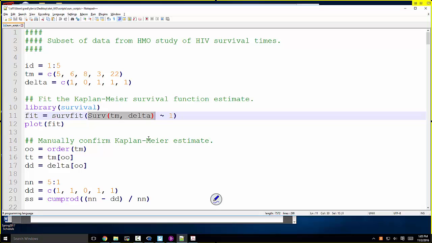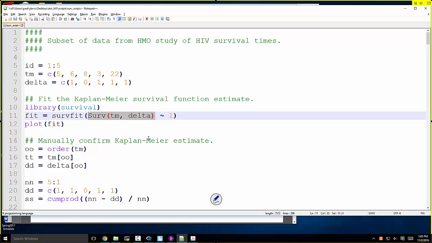The survival package expects us to bundle our event times in a special object type called capital Surv. A Surv object is just R's internal way of representing censored event times. It's just a way of putting together observed event times and corresponding censoring indicators.